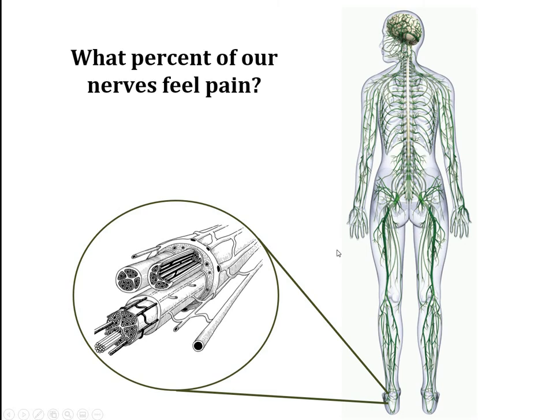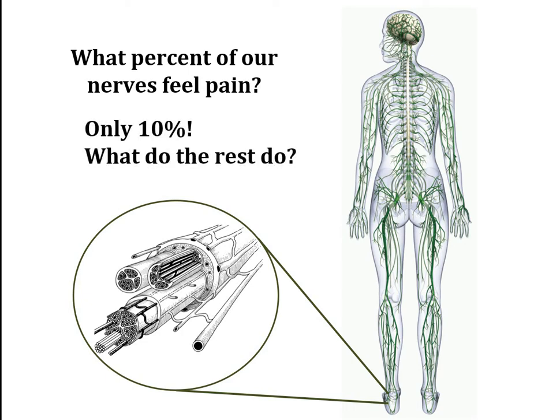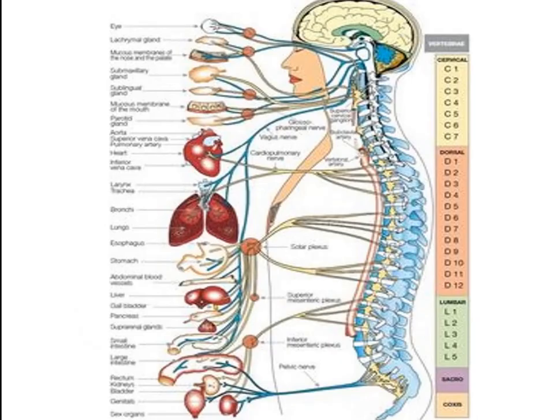Now, let me ask you a question. What percent of nerves actually feel pain? You think you know? Well, it's actually only 10% of nerves. So that begs the question, what do the rest of those nerves actually do? So the rest of those nerves control our eyes, our heart, lungs, liver, kidney, stomach.